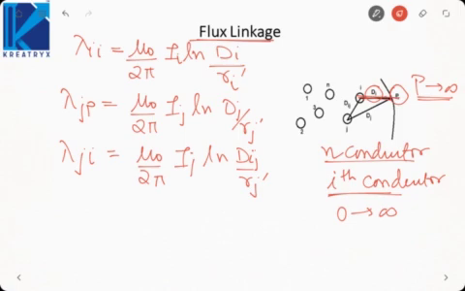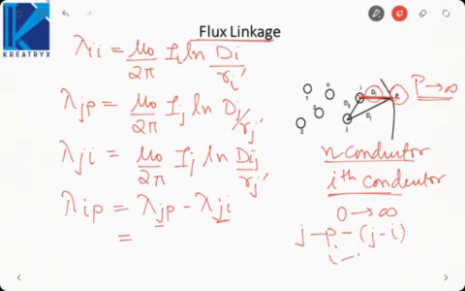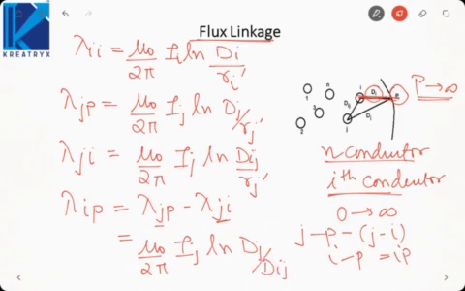But we want to find the flux linkage between the points I and P. So lambda ip will be lambda jp minus lambda ji. Just read it from the subscript, it will be lambda ip, equal to j minus p minus j minus I. So I minus p, that is equal to ip. So it will be mu naught by 2 pi I_j ln dj by dij. This term represents the flux linkage between I and P due to conductor J. So that is the mutual flux, this is the self flux.